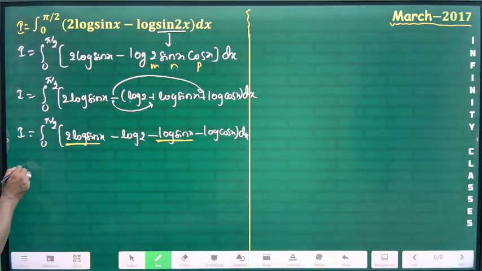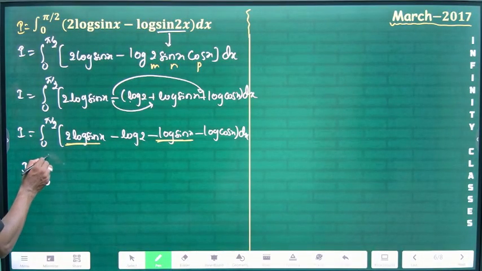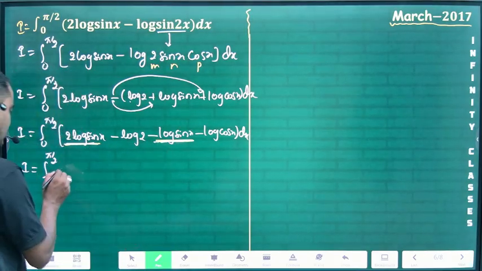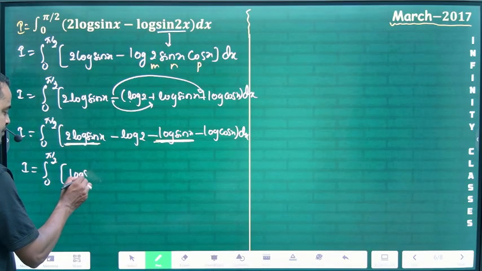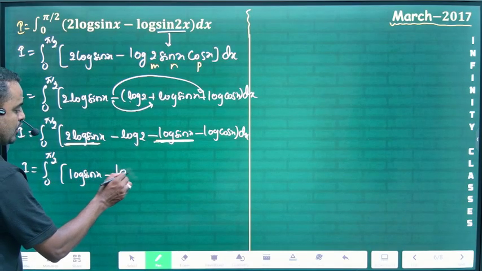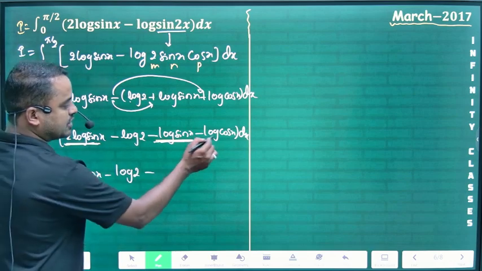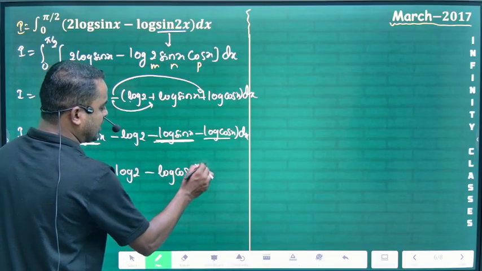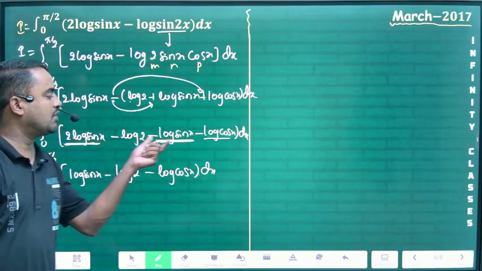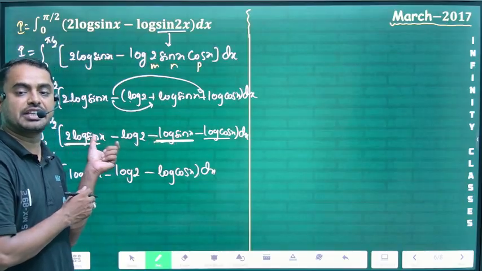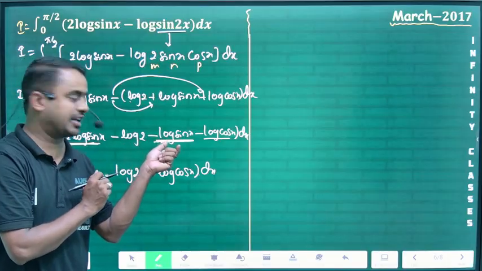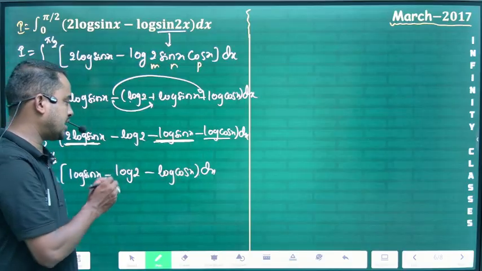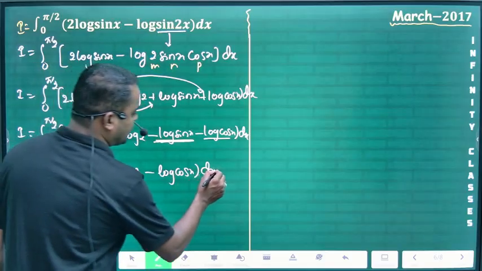Now the next step, I is equal to the integral from 0 to 5 by 2. In this, 2 log sin x and minus log sin x will be log sin x, minus log 2, minus log cos x as it is, dx. Here, from 2 log sin x we are subtracting 1 log sin x, so it will become log sin x, and minus log 2 as it is and log cos x as it is. Call this equation 1.